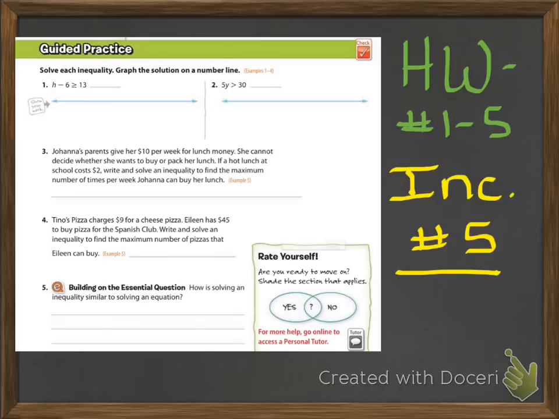All right, great. Now you can go ahead and get started. For your homework, I would like you to do numbers 1 through 5. Please make sure that you're showing your work down here to the side. So you want to start with the original inequality and then show me the inverse operation and how you solved it. Up here, you're going to first have to write an inequality. So you have to come up with the inequality first, then show me how to solve it, but you don't need to graph on 3 and 4.